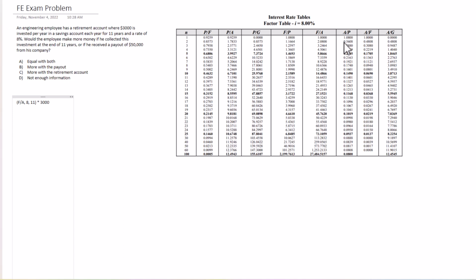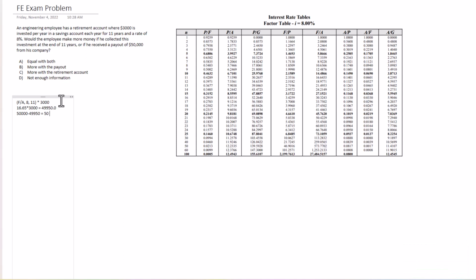If we go to our table here, F over A, really the key to this problem is understanding what relationship we're going to be using and then making sure we match it up correctly with the interest rates and years. So F over A, 11. That's going to be 16.65. So if we have 16.65 times 3,000, that equals 49,950. If we compare that to 50,000 minus 49,950, well, we know taking the payout is actually $50 more.